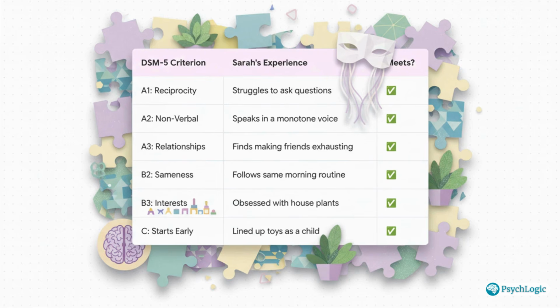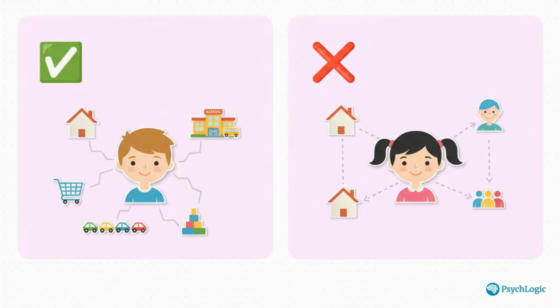Her traits were there in childhood, that's criterion C, but she learned to mask or hide them to fit in. This is super common, especially in women. For her, a diagnosis isn't a bad thing. It's an explanation for a lifetime of feeling different. This is such a crucial point.